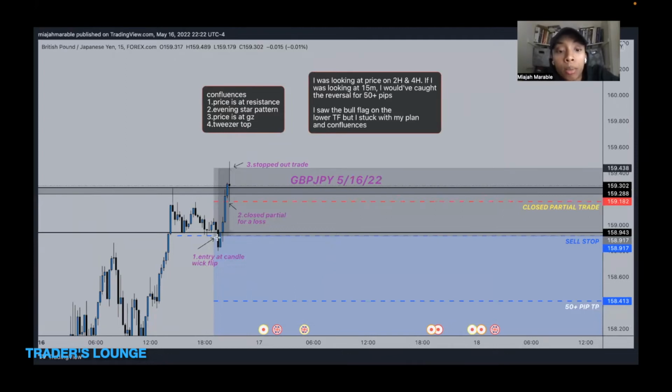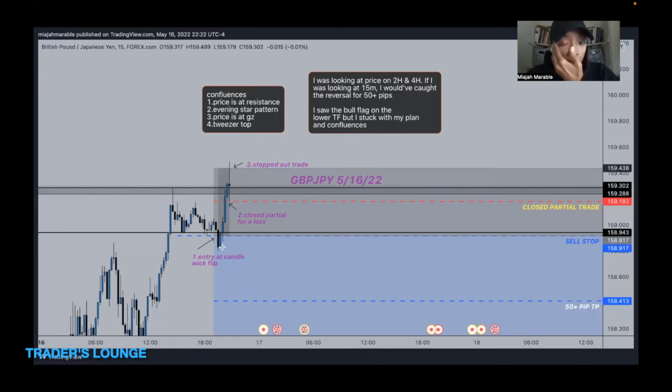So you can see here, price came down a little bit, and then it shot right up. If I was on the 15-minute, I would have been able to catch this 50 pips. I was looking for 50 pips right here, and I would have caught it on the 15-minute. But like I said, I was looking at it as a swing position, probably close it out on Monday or Tuesday.